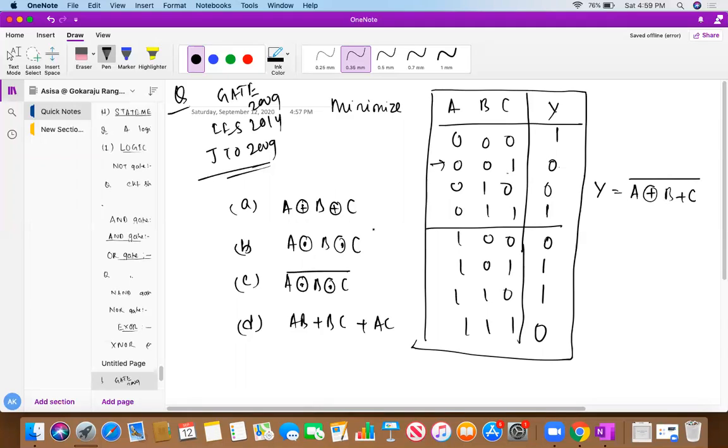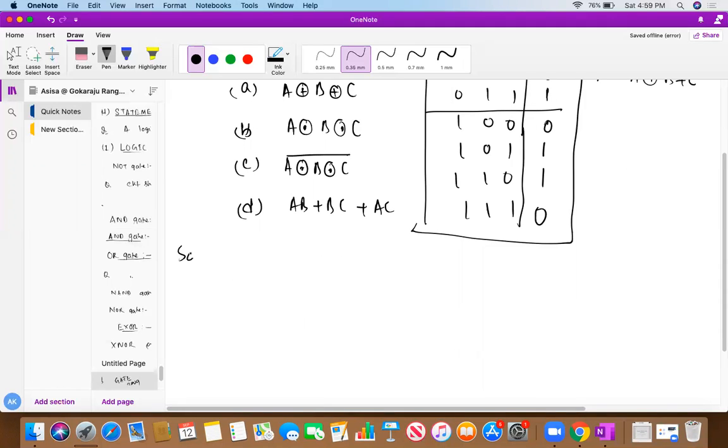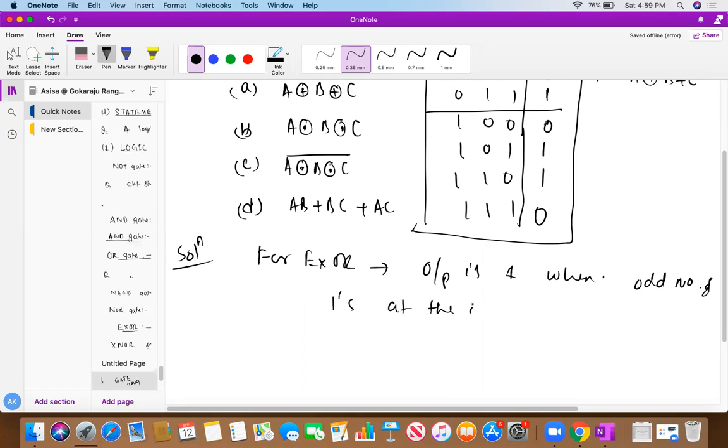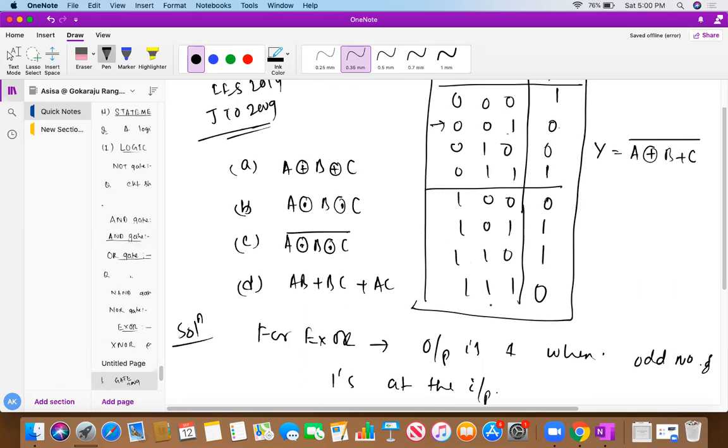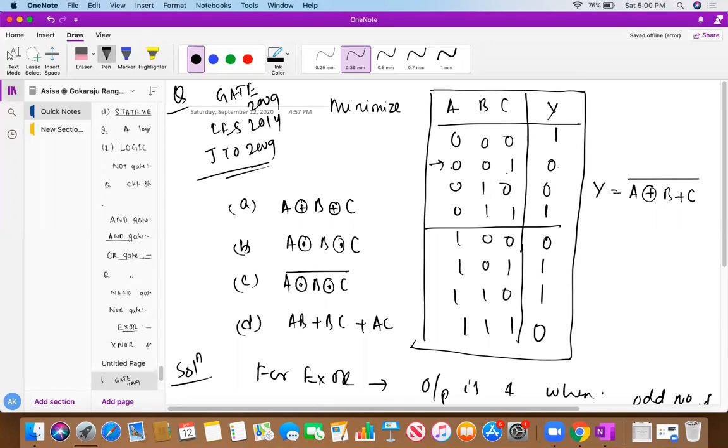Because what we know is that for XOR, very important, try to understand the solution I am doing. For XOR, what is happening? The output is 1 when there is an odd number of ones at the input. Am I correct, students? But in the truth table, what is it showing? Here, how many ones are there? Only one is there. One means it's odd. Similarly, here odd number of ones. What is there at that time? Logic 0. Okay.